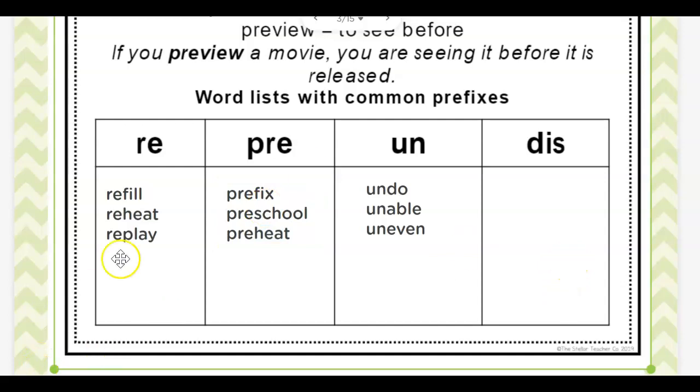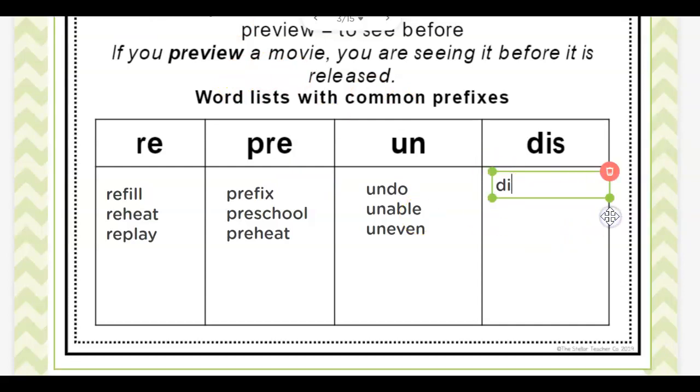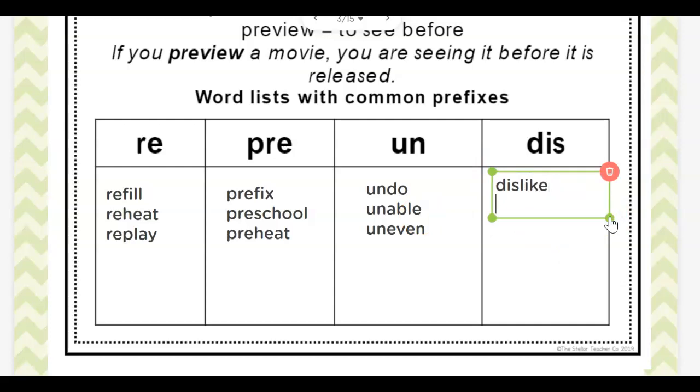Now finally for dis. Now you could dislike someone. That means that you do not like them. Go ahead and type that out. If you disable something, or if you are disabled, that means that you aren't able to do something. What about if you disobey? That means that you are not obeying.